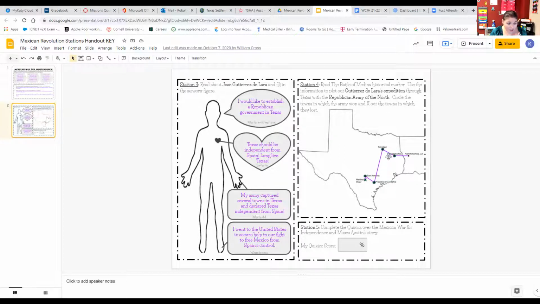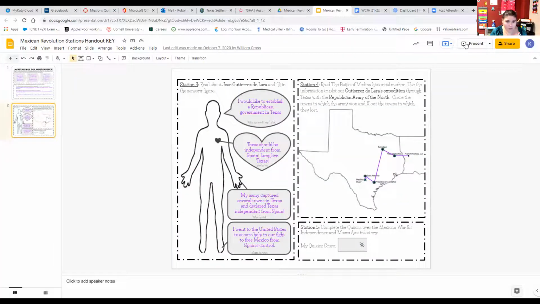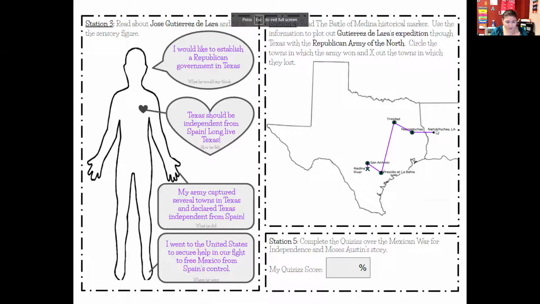And then taking a look here at his path, let me put this in a bigger mode, in present mode, and you're going to see he starts over here from Nacogdoches, coming from Louisiana to Nacogdoches, taking over Trinidad, moving his way to San Antonio, and then over here in Medina. And this is where it stops. This is where he stopped, because this is where the Battle of Medina happened.